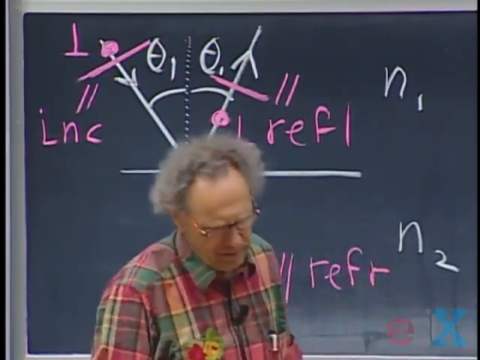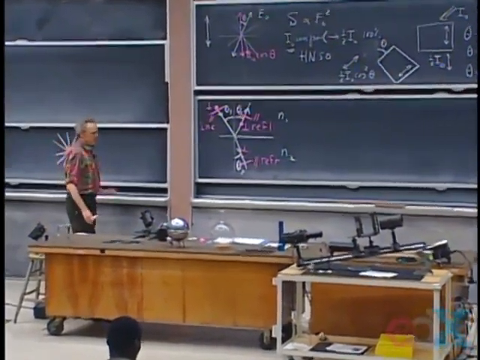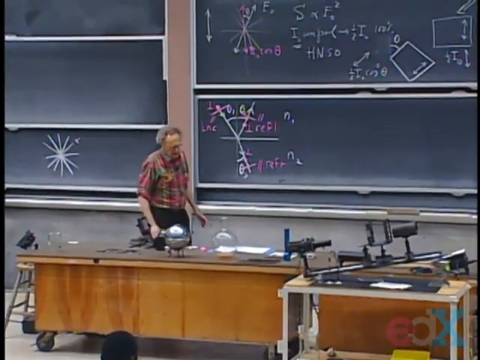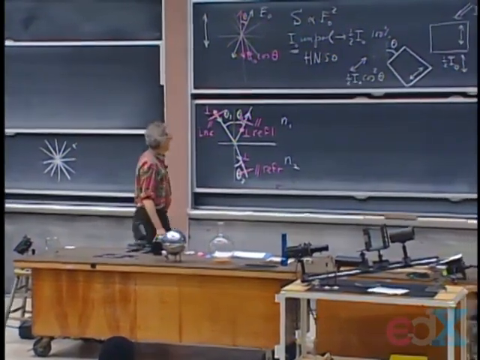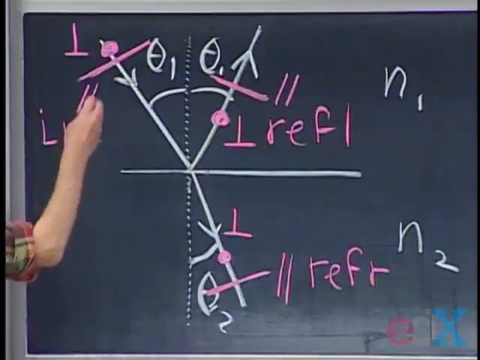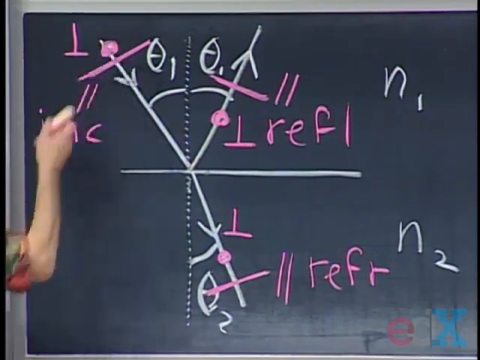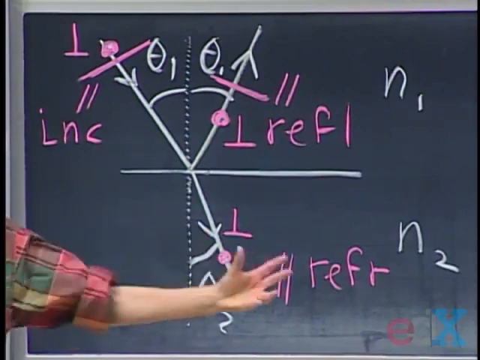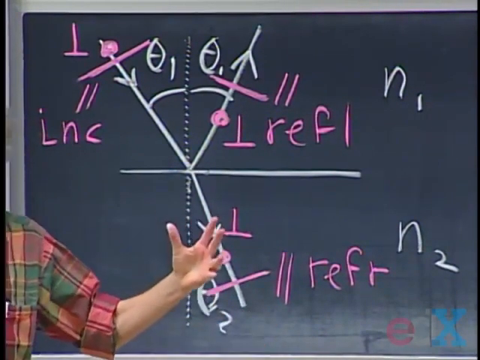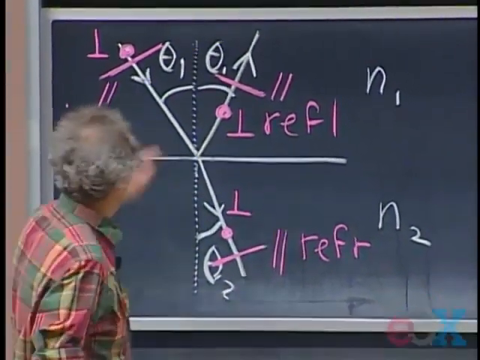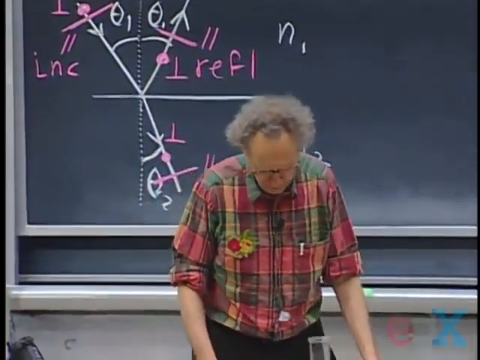The incident light is not polarized in this sense. So if you average, then there is no preferred direction of the electric field. That means that in this representation, the strength of this component and the strength of this component must be exactly equal. Because if one were stronger than the other, then it wouldn't be unpolarized. Then there would be, on average, a preferred direction. So this component has the same strength as that component for the incoming light.